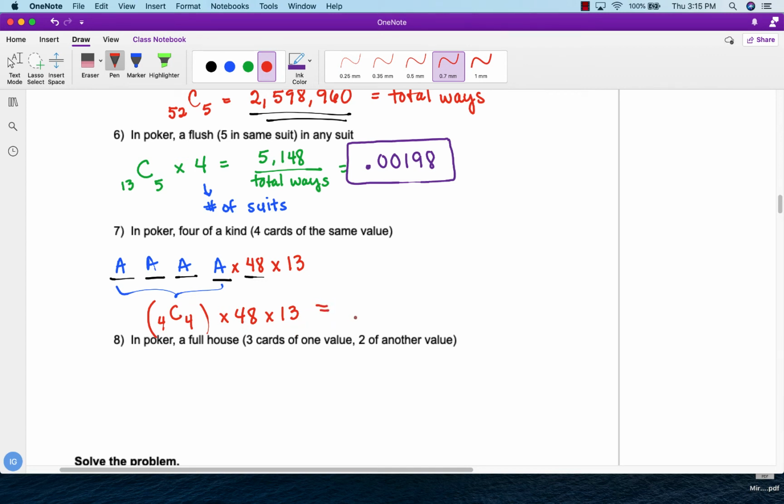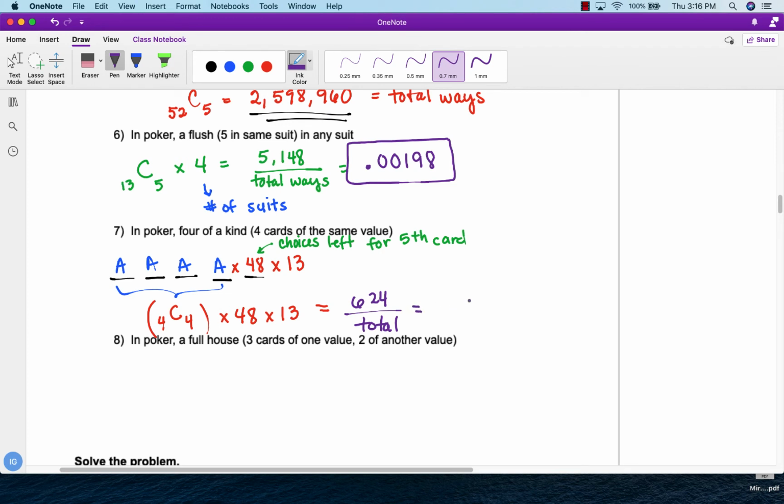So what is this equal to? Oh, let me make a note here. 48. I'm going to put choices left for the 5th card, okay? Because we took 4, so you have 48 cards left. Alrighty, so what is this equal to? Put it in your calculator. Basically, it's 48 times 13, which is 624. Out of the total, remember the total is still this big number up here, okay?